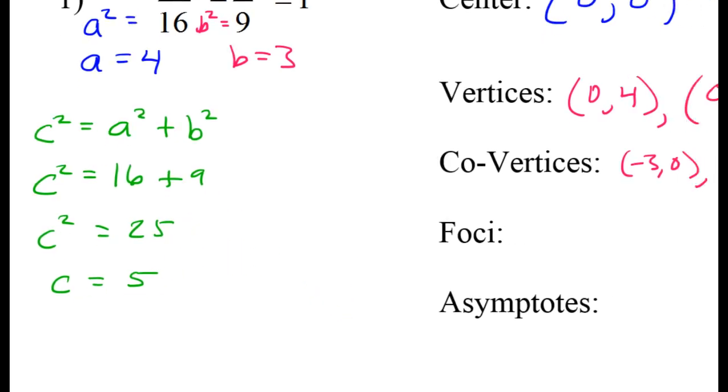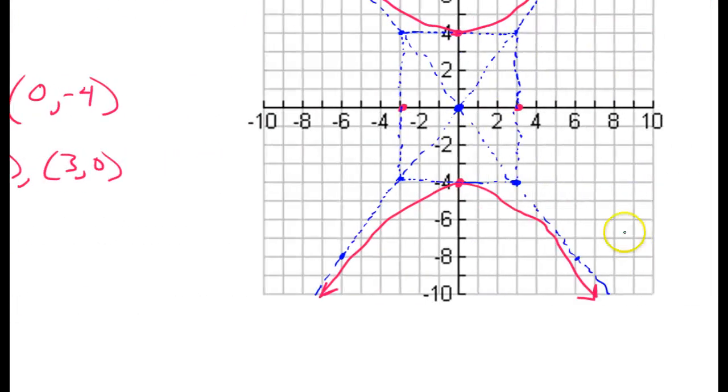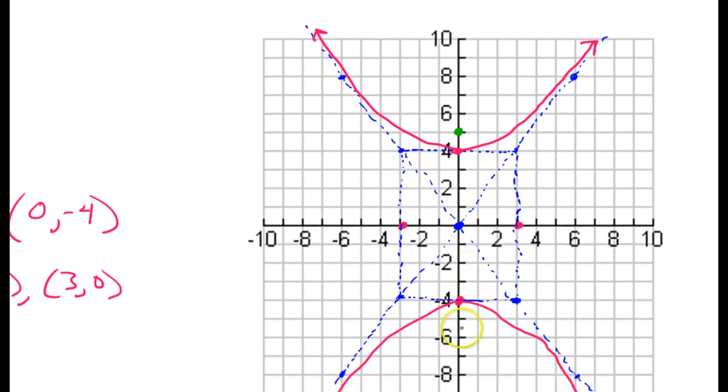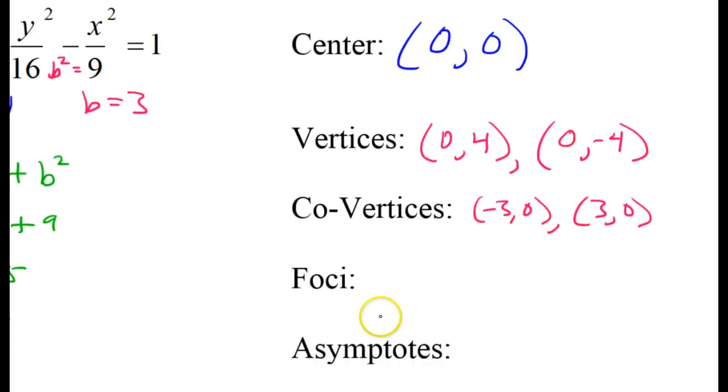Now, this c value is the distance from the center to a focus. So that means the center to a focus is going to be 5. So I will have a focus here, and I will have one here. So that is (0, 5) and (0, -5).